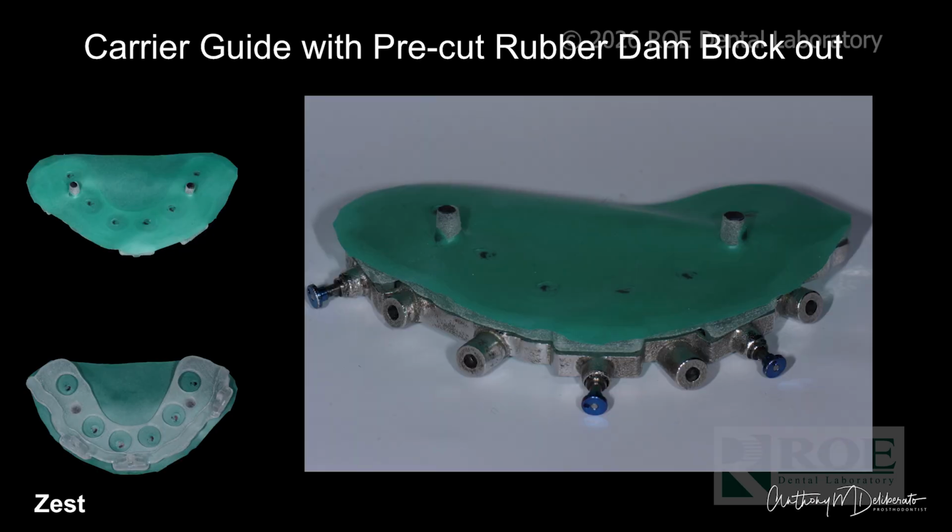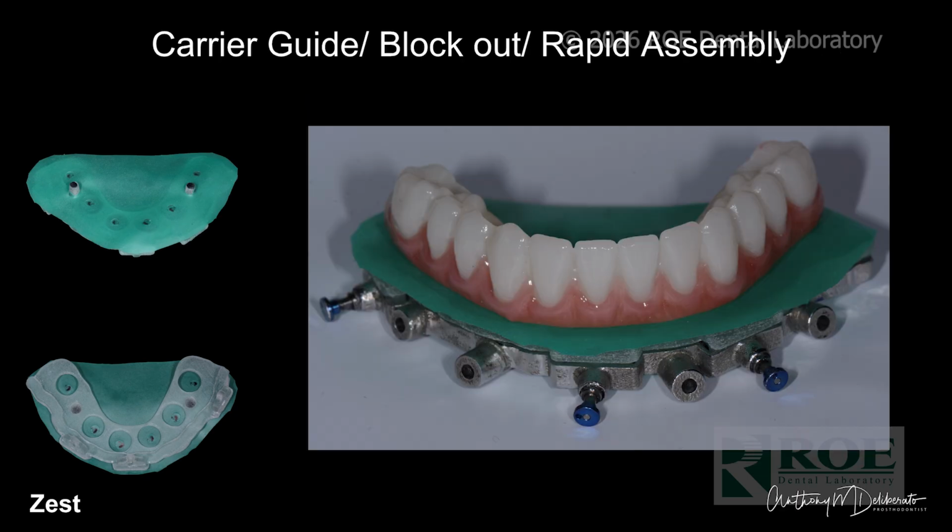Just a little close up. And so this is the rapid appliance. It's got the holes in the top. And so once this is in the mouth, we're going to inject acrylic around here to pick up the position of the implants.